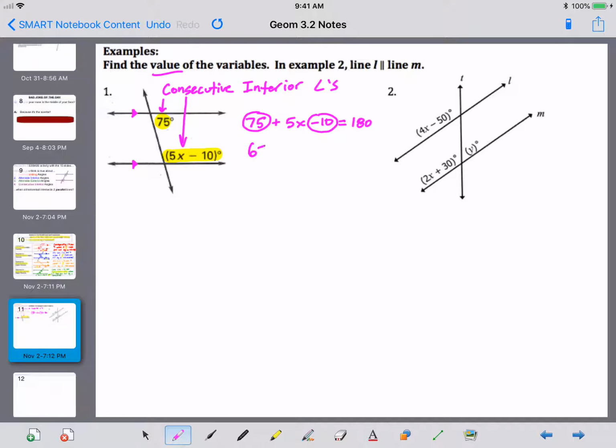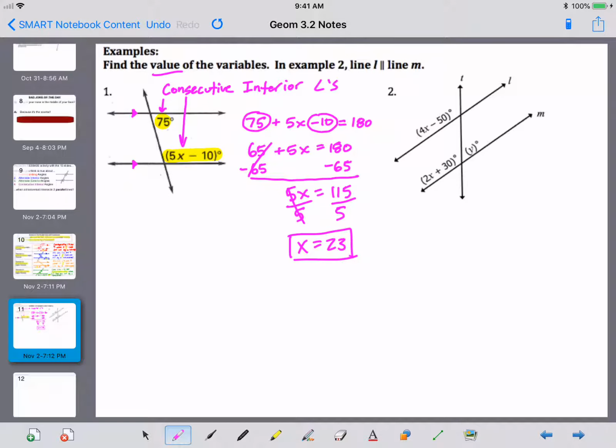All right, looks like we got some like terms to combine, so let's combine this 75 minus 10, giving us 65 plus 5x equals 180. We can go ahead and subtract the 65 from both sides. These will cancel. Then we end up with 5x equals 115. So dividing by 5 will give us x is 23.